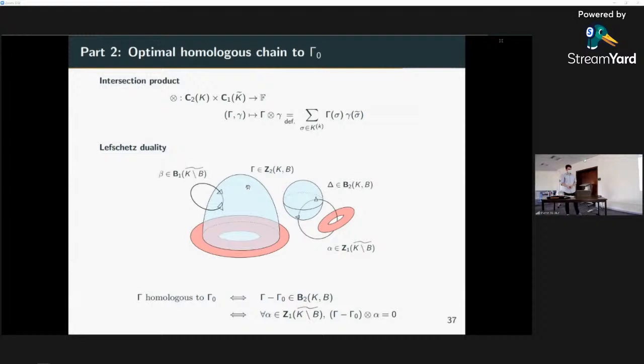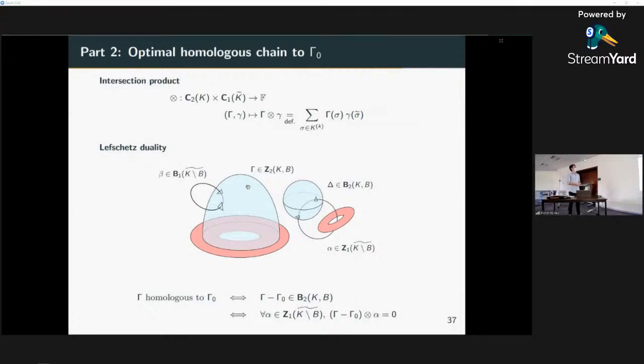Using this intersection product, we have a Lefschetz duality, which can be illustrated here. If gamma is a two-cycle, and we have any beta one-boundary of the dual graph, the intersection product, which can be seen as the number of times we enter the two-cycle and go out, should be 0.